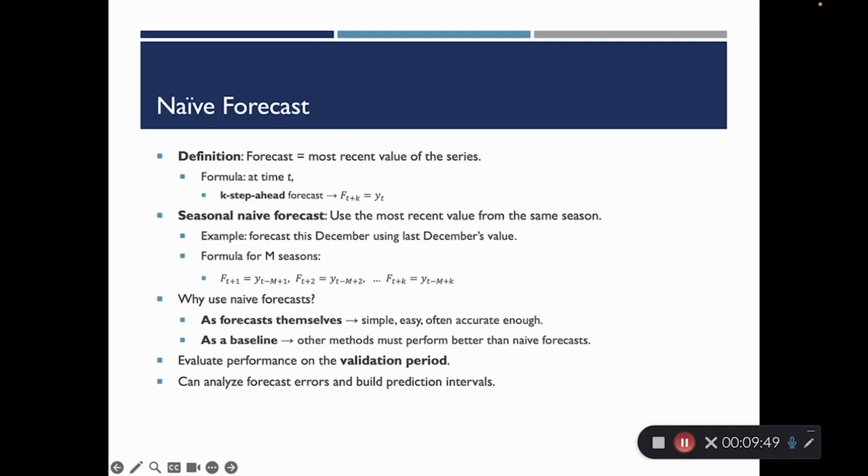For seasonal series, we can use what's called a seasonal naive forecast. In this case, we forecast using the most recent value from the same season. For example, if we want to forecast this December, we use the value from the last December and so on. If you would like to forecast the coming October, then you use the exact value from the last October.